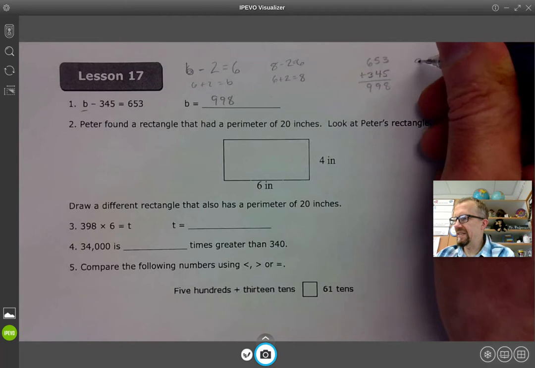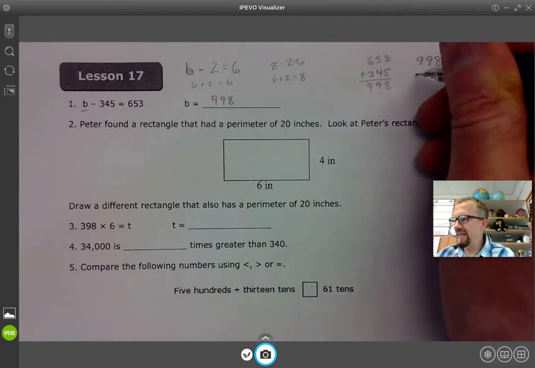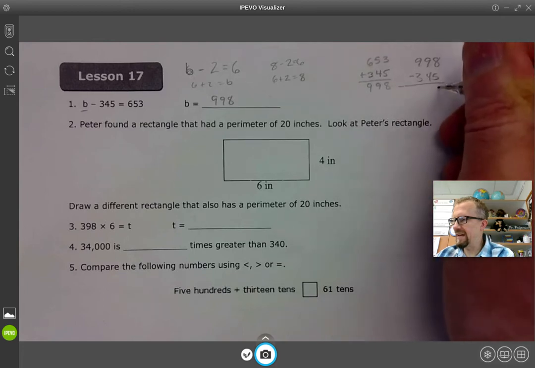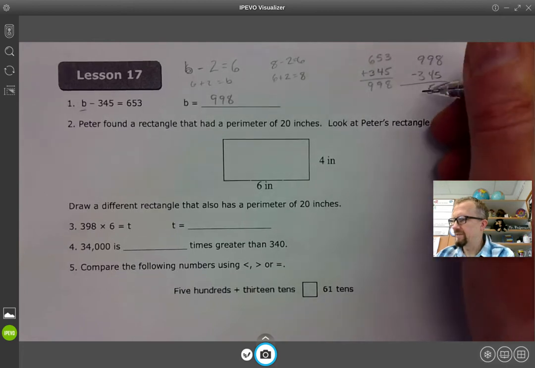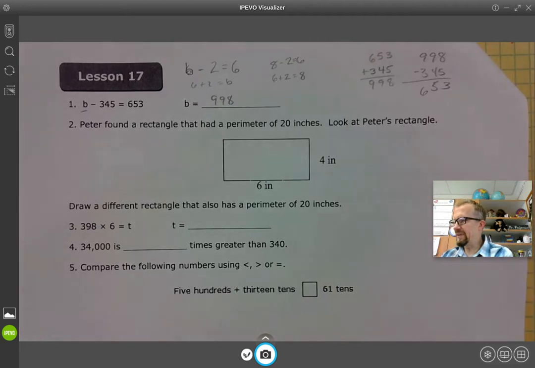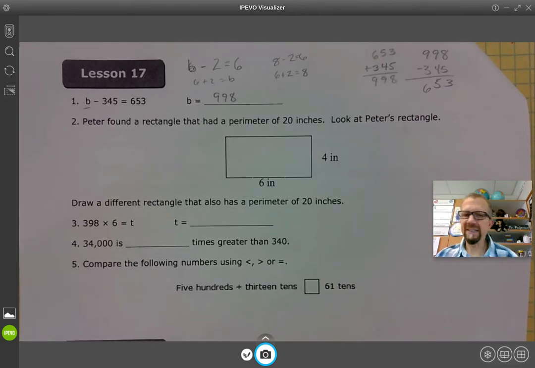Of course, I could check that by saying 998 and actually take away that 345. And it does come out to be 653. So we know that 998 is correct.